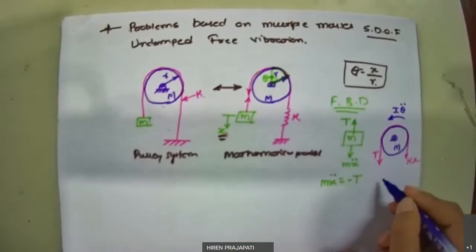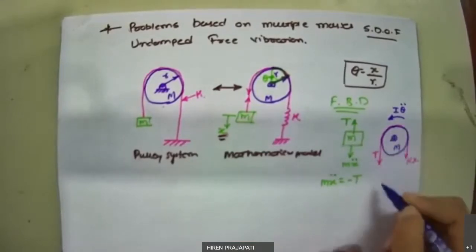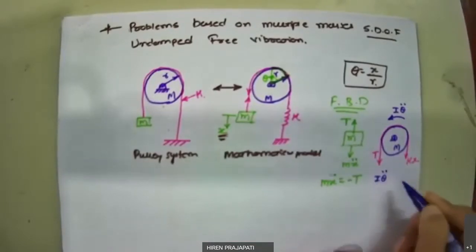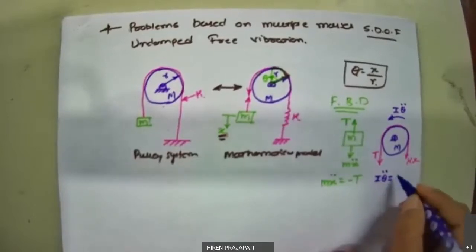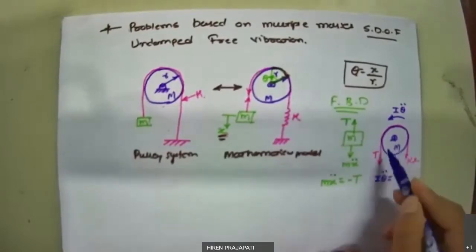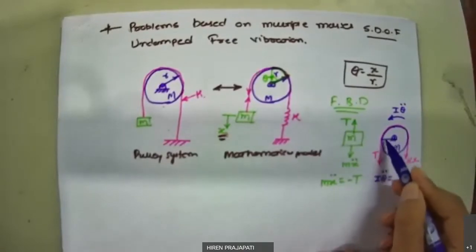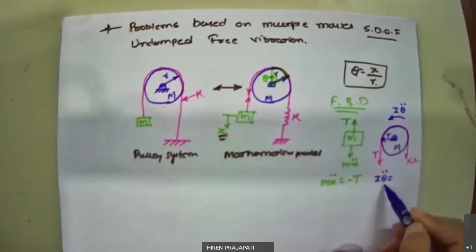Now if we apply Newton's second law on this diagram, then I theta double dot is the inertial torque. It's a rotating system, so I theta double dot is the inertial torque. I theta double dot is equal to two external torques. First, T into radius, which is small r. So T into r is one torque, in the same direction as I theta double dot.